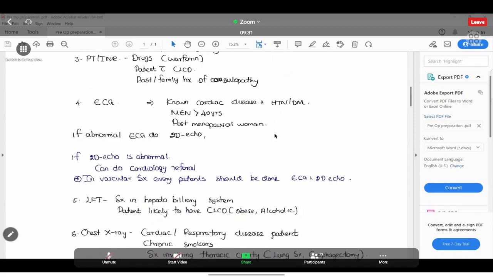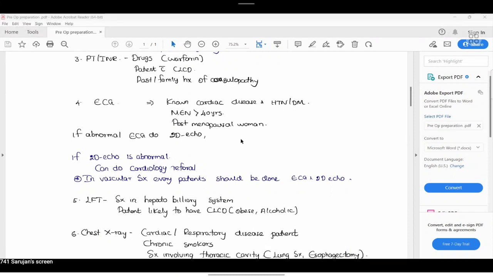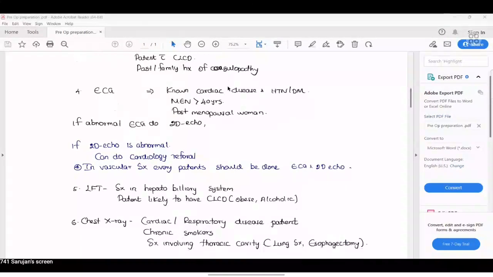And the liver function test. Liver function test is also not needed in every patient. We have to remember that it is only indicated in a patient who has problems related to the hepatobiliary system, for patients like alcoholic patients who have chronic liver cell disease. So if you suspect a patient to have some kind of liver pathology, then we can go for the liver function test. Otherwise, no need of doing the liver function test in every patient.